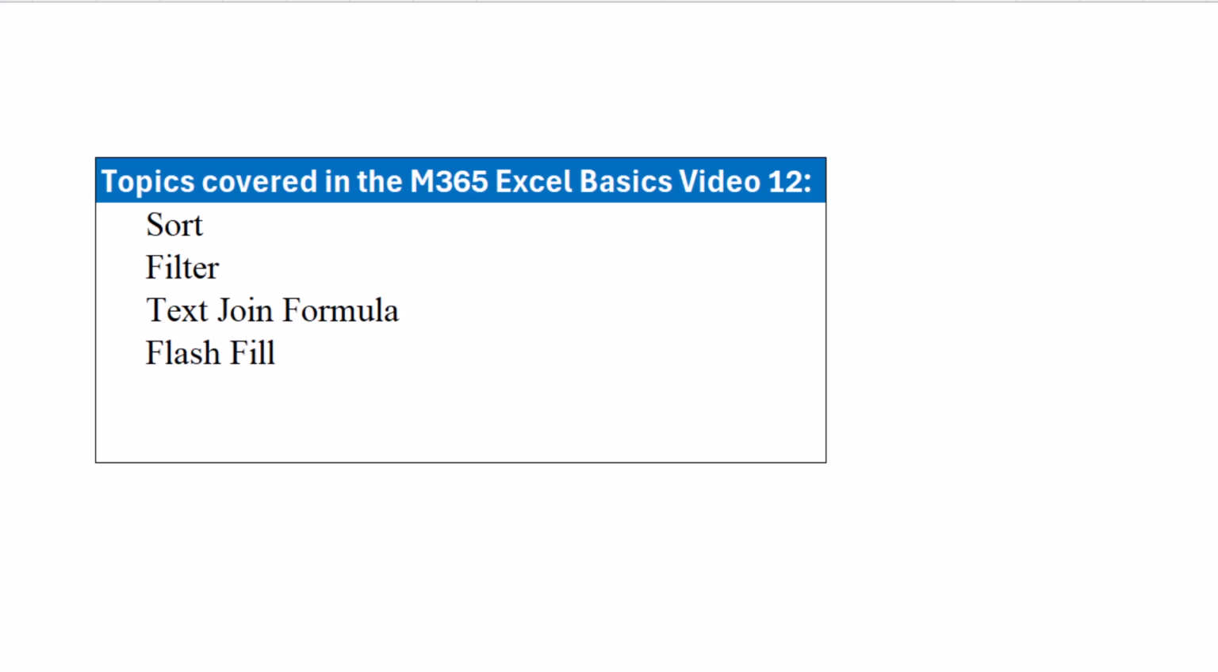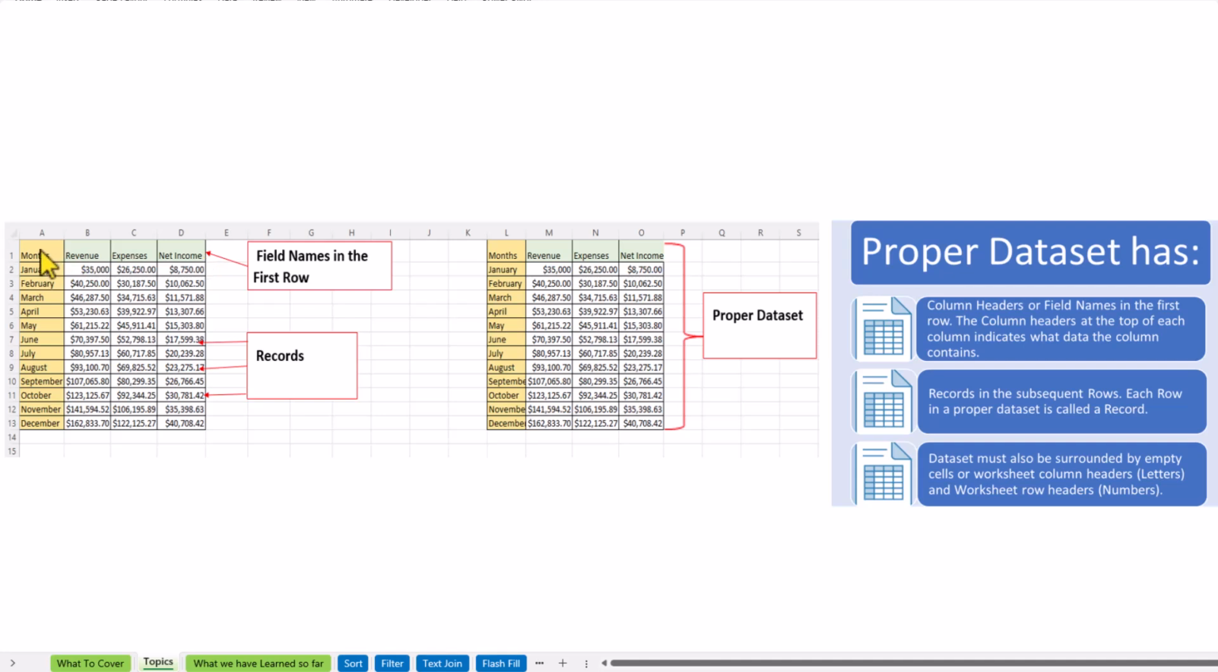In this class, we have learned that for us to be able to use the data analysis tools in Excel, it is very important that we have a proper data set. If you can recall, we studied proper data set in our M365 Excel Basics video number 2. We learned that a proper data set is also known as a table. We learned that proper data set has column headers or field names in the first row. Column headers at the top of each column indicates what data the column contains.